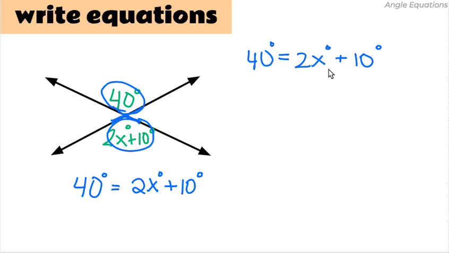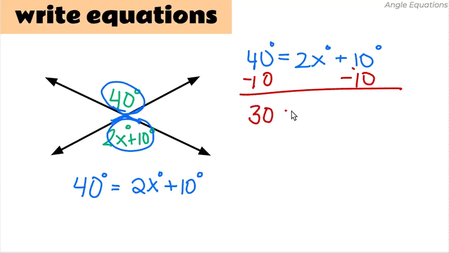Okay, so we're getting x by itself. So we want to undo the constant first. Remember, we get rid of the number on the side with the x, right? So I get 30 equals 2x. 10 minus 10 is 0, so it's gone. Now I have a 2 multiplied by x. I can divide each side by 2 or multiply by 1/2. And I get x equals 15 degrees.